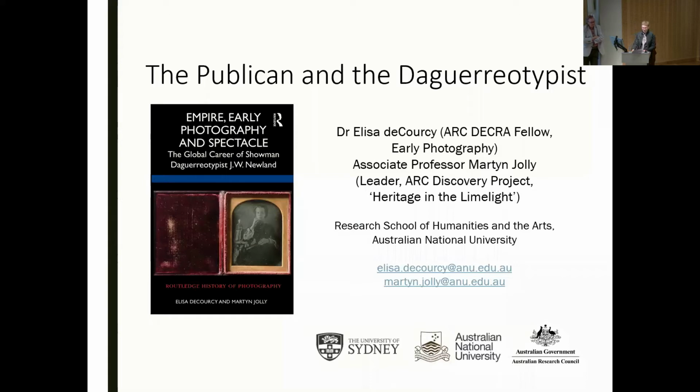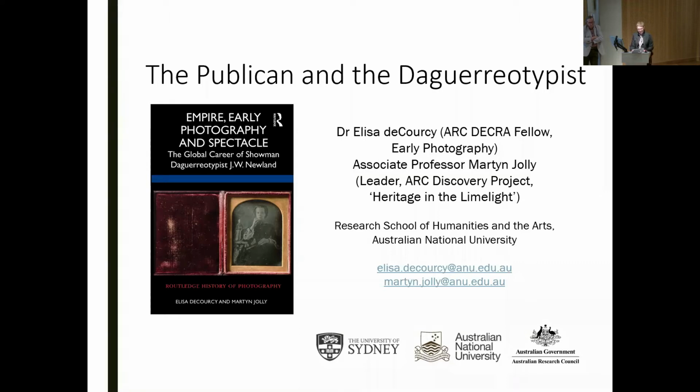The exhibition I've curated here for the opening of the museum is titled The Business of Photography, the 19th Century Studio, with a focus on New South Wales. The exhibition draws on the historic photograph collection, part of the Macleay collections here, and can be found on level 1. One of the photographers featured is JW Newland, whose daguerreotype portrait is the subject of tonight's talk by Elisa deCourcy and Martyn Jolly.